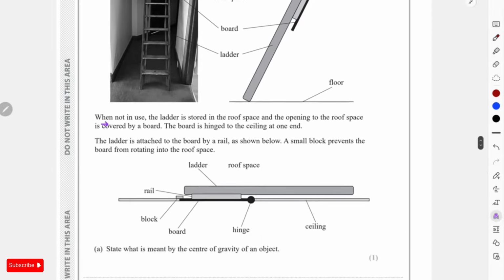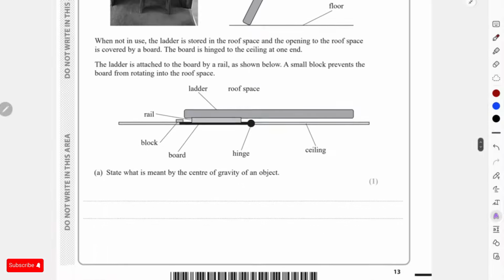When not in use, the ladder is stored in the roof space, and the opening of the roof space is covered by a board. The board is hinged to the ceiling at one end. The ladder is attached to the board by a rail as shown below. A small block prevents the board from rotating into the roof space. So they have ladder, roof space, rail, block, board, hinge, and ceiling. It's quite necessary to remember all these points because they will come in handy in the next sections.